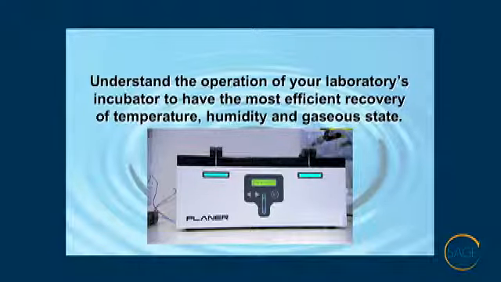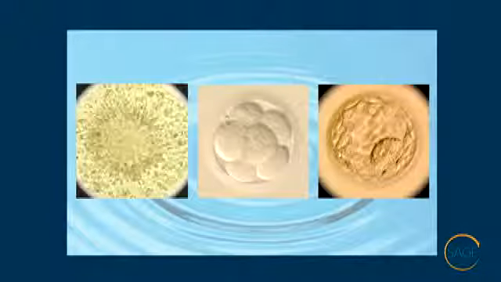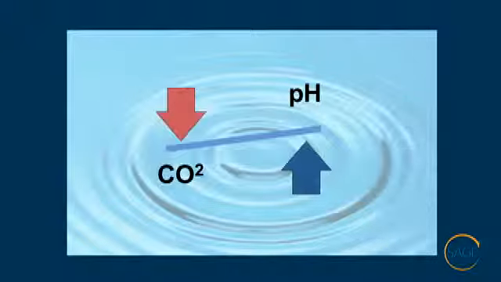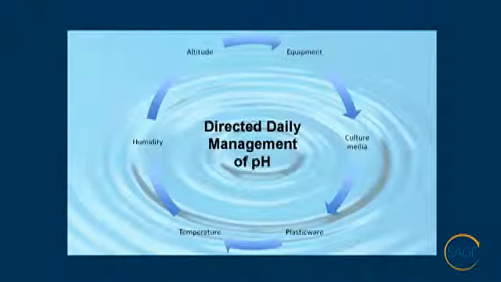Understand the operation of your laboratory's incubators to have the most efficient recovery of temperature, humidity, and gaseous state. Oocytes, cleavage stage embryos, and blastocyst embryos require different pH environments during culture. pH should only be adjusted by titrating CO2 levels in your incubator. Directed daily management of pH values is essential since every laboratory's environment is different due to many parameters, for example, equipment, culture media, plasticware, temperature, humidity, and/or altitude.